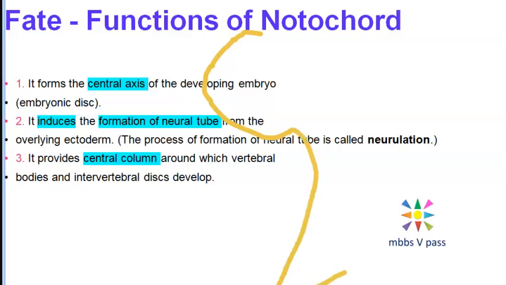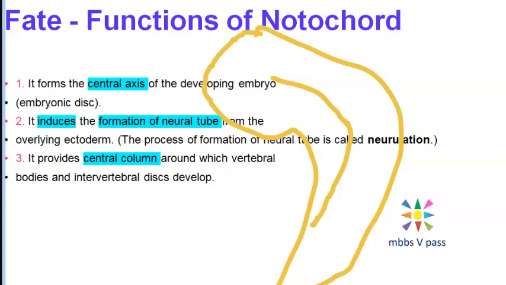So here, if you have this embryo, it will form the central axis of this developing embryo, and above this, what will happen? There is an overlying ectoderm. From that ectoderm only, the neural tube will form. Okay, so that is why that is very important to know. So the neural tube will form from this overlying ectoderm, which is overlying what? Overlying this notochord. And basically this will provide a central column around the vertebral bodies.